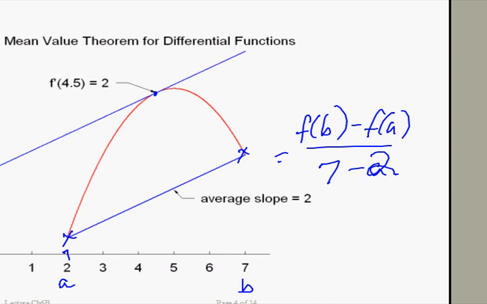Say on the turnpike they pick you up at 2 locations and they compute your average speed between those 2 locations. Say your average speed comes out to be 100 miles per hour. The mean value theorem for differentiable functions says that somewhere between this time and this time you were indeed going 100 miles an hour, and that's enough to warrant a speeding ticket. So now you have an application for the mean value theorem for differentiable functions.